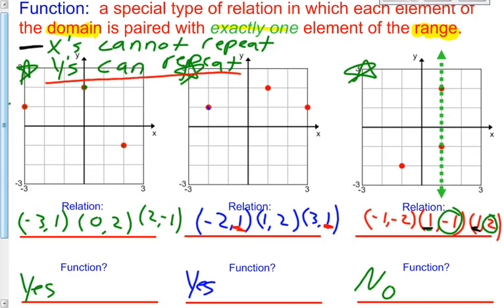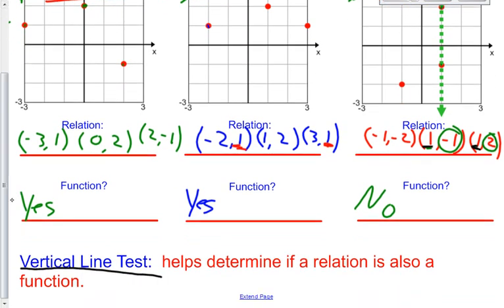So hopefully that makes sense on your accelerated math. If it asks you if it's a function or not, if they give you a graph, just use the vertical line test. If they give you a relation or a set of ordered pairs, just remember this trick. The x's cannot repeat. The y's can repeat. All right, I hope that makes sense to you. That's what a function is.